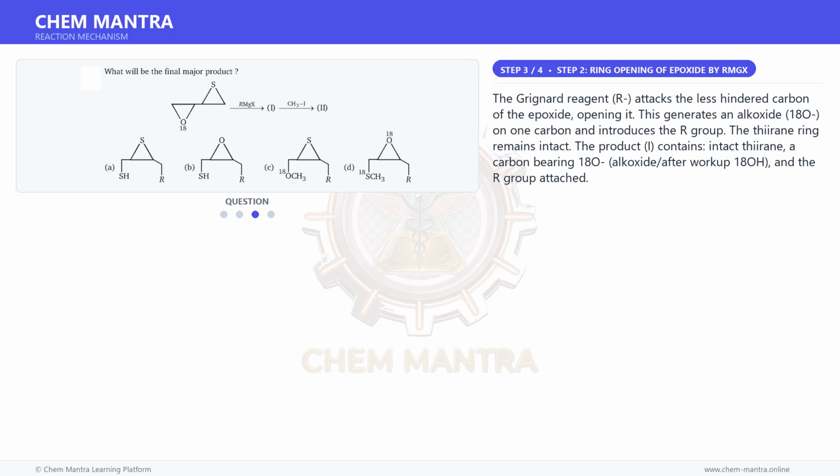The Grignard reagent, R, attacks the less hindered carbon of the epoxide, opening it. This generates an alkoxide, 18O, on one carbon and introduces the R group. The thiirane ring remains intact. The product, I, contains intact thiirane, a carbon bearing the 18O alkoxide, which is an alcohol after workup, and the R group attached.